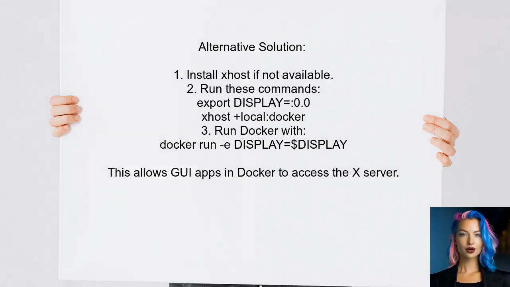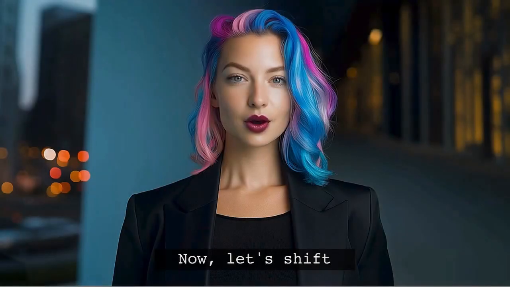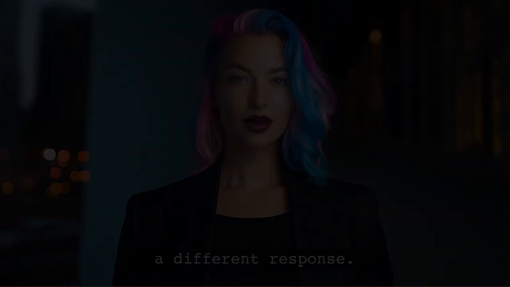An alternative solution involves using the xhost command to allow Docker to access the X server. First, install xhost if you haven't already. Then, set the DISPLAY variable to :0.0 and run xhost with local:docker. After that, execute your Docker command with the DISPLAY variable set. Now, let's shift our focus to a different response.